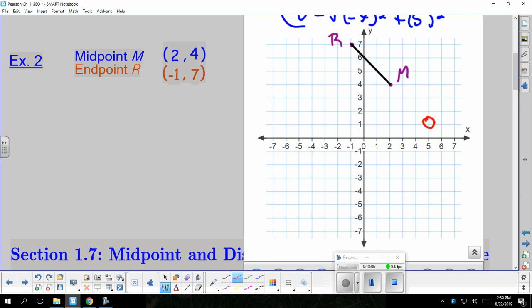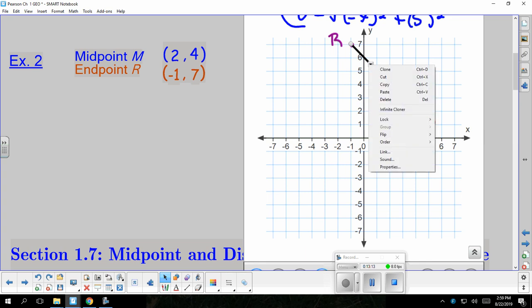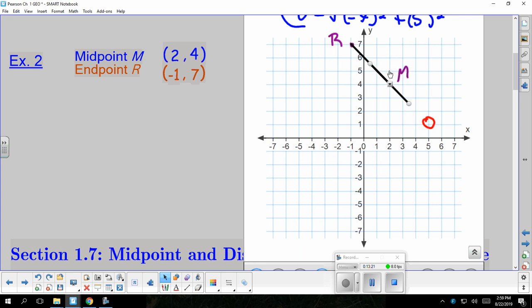Right? We can look at this, right, using the magic of Smartboard to find exactly where it is. Right? Because I know if this is the midpoint, this is exactly the same length as the other half of the segment. So if I clone that and I drag that same thing down here and connect the two ends, looks like he was right on, right?